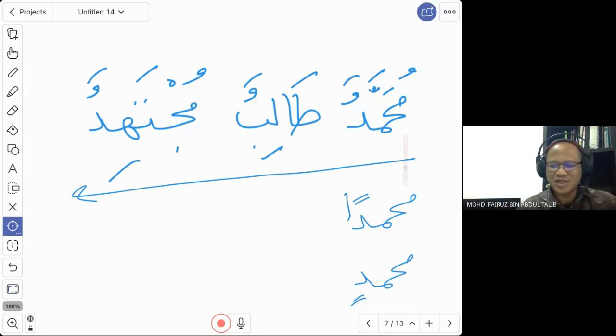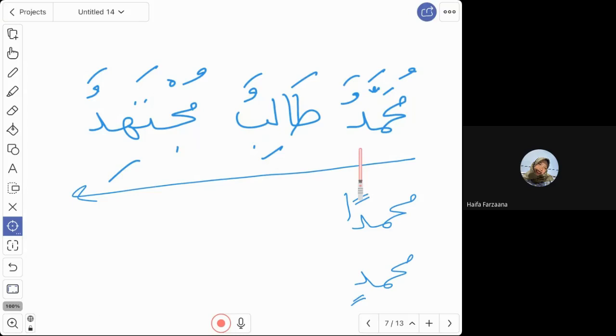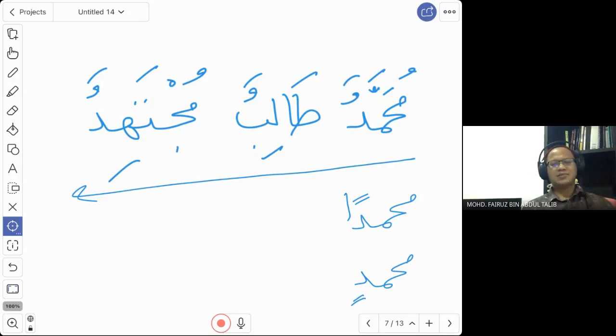So let's say we skip the last ending, the ending symbol. So how do you read without this ending symbol? Muhammad Talib Mujtahid. Yes, correct. So you have two ways of reading it, right? First, you read everything, all the symbols, Muhammadun Talibun Mujtahidun. And the second way is Muhammad Talib Mujtahid.